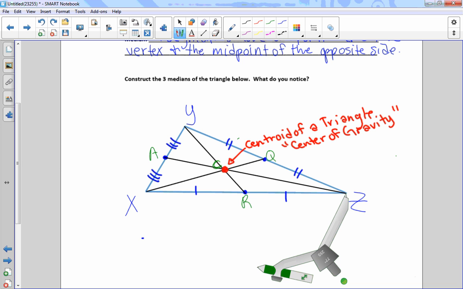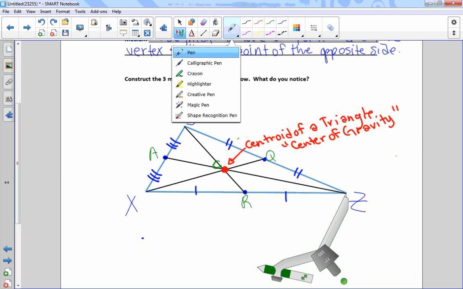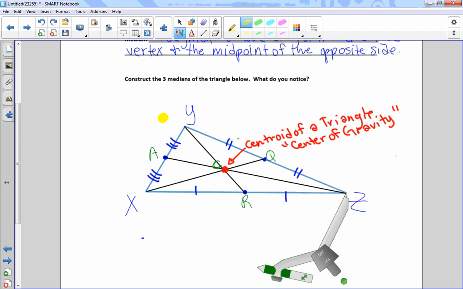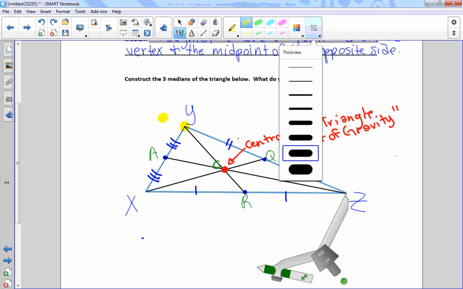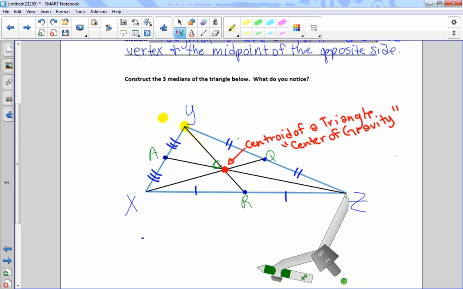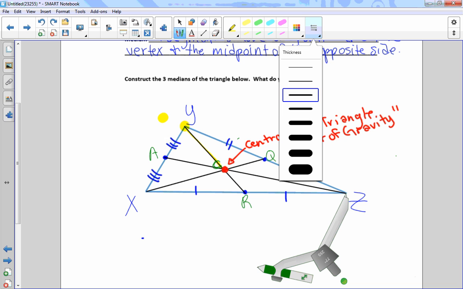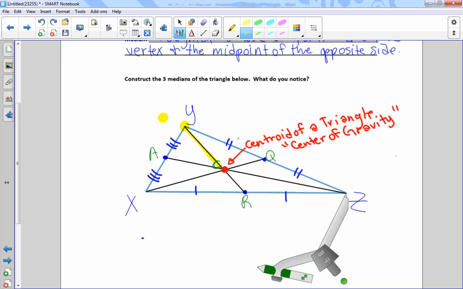An interesting thing happens from Y to C. Is Y to C half the distance of the whole segment Y to R? No, it's more than half, right? Can you take a guess at what portion of the whole segment Y to R, Y to C is?